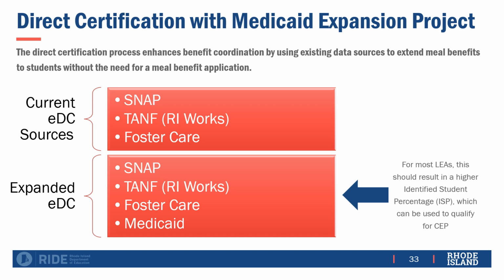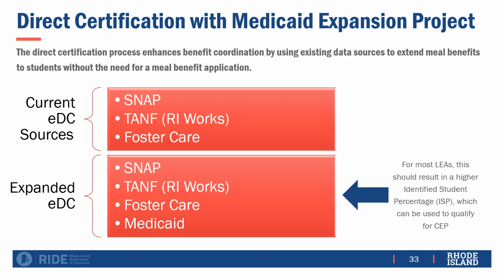Increased ISPs combined with the recent lowered eligibility threshold for participation in Community Eligibility Provision, also known as CEP, may make it easier for schools to move away from meal benefit applications altogether by offering meals at no charge to all students through CEP.